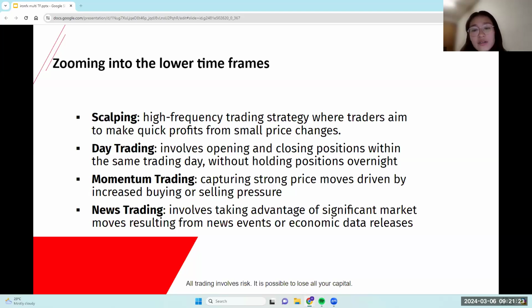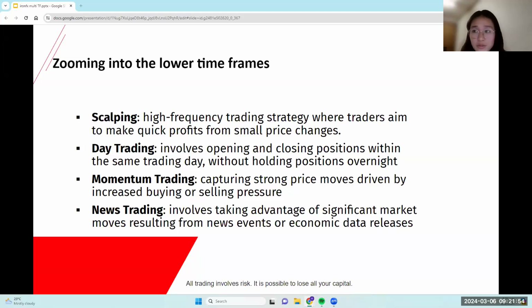For day trading, it involves opening and closing positions within the same day without holding positions overnight. So day traders would focus on intraday price movements, and they typically make multiple trades during the day. So they aim to take advantage of more short-term trends or volatility using technical analysis tools, chart patterns, real-time market data for trading decision making.